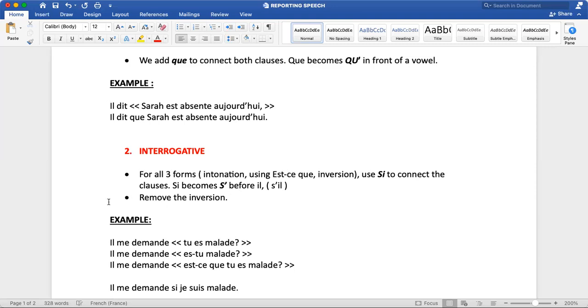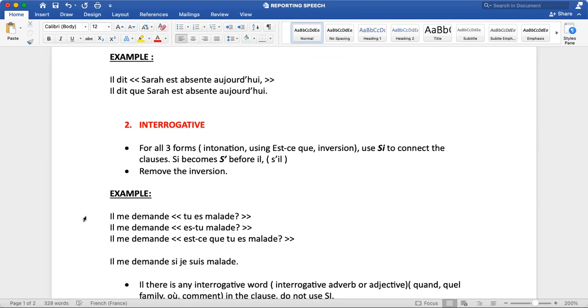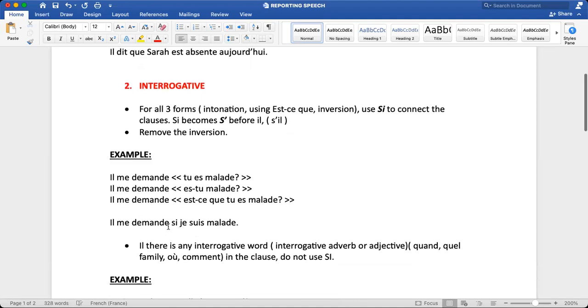Okay, so remove the inversion. Let's see the example. Il me demande tu es malade. Tu es malade is the intonation form. And second is inversion. I have written here inversion: es-tu malade? Inversion means when the verb comes before the subject. And third one is using est-ce que: est-ce que tu es malade. So for all these three types of sentences, we simply add si and remove the inversion, and that's it. Il me demande tu es malade. Il me demande si je suis malade.